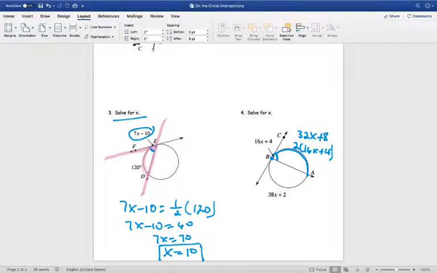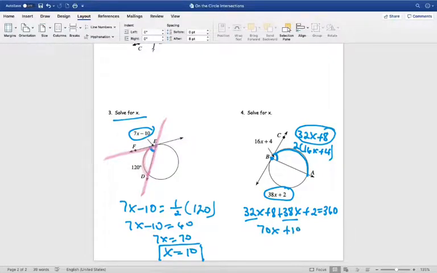All right, when I combine this with this, they should add up to be 360 because they form a full circle. So I'm just going to set up that equation. 32x plus 8 plus 38x plus 2 is going to equal 360. When I combine like terms, the 32x and the 38x is 70x. 8 and 2 combine to be 10. All right, solving that by moving 10 over to the other side, I get 70x equals 350. So x equals 5.